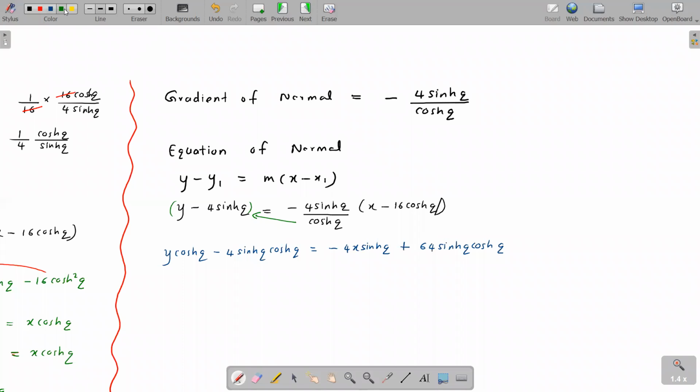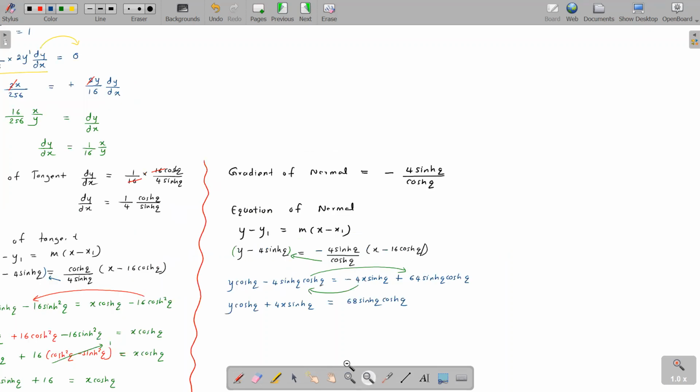The minus 4 sine q cos q, we could take it to the other side. This minus 4x, I could take it here and rearrange. y cos q plus 4x sine q equals 64 plus 4 is 68 sine q cos q. They haven't given us any particular format, so we could leave it in this manner. Okay, so this is it.